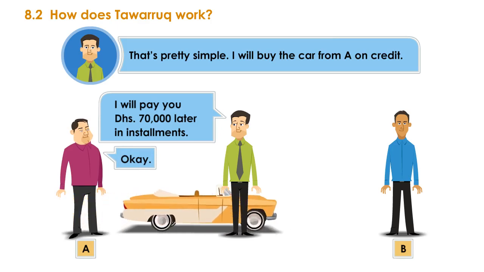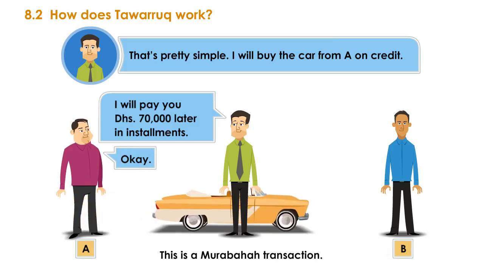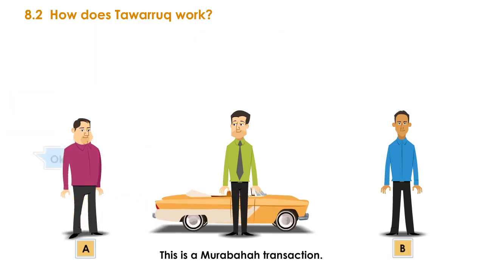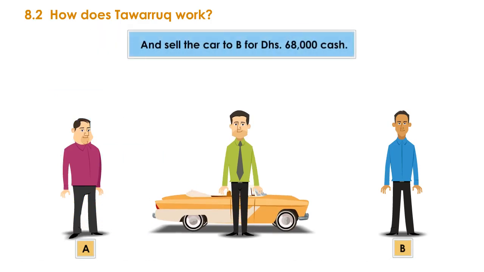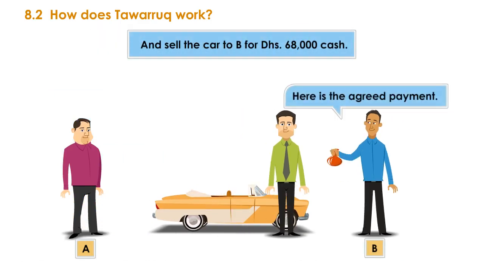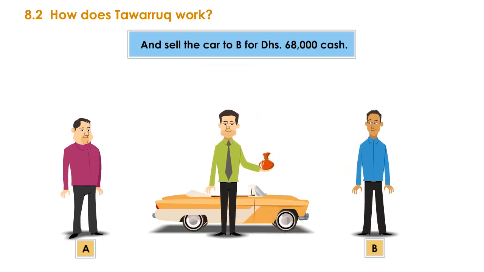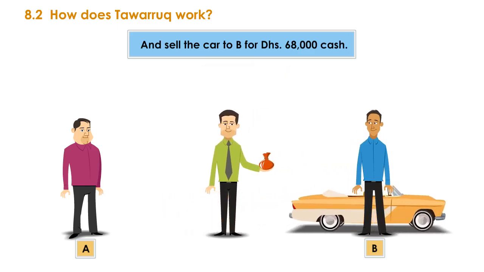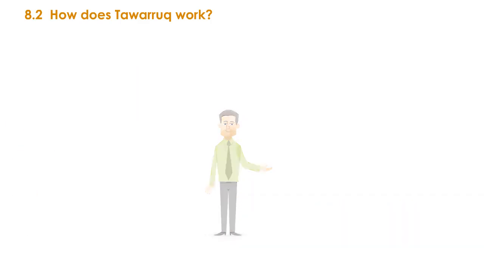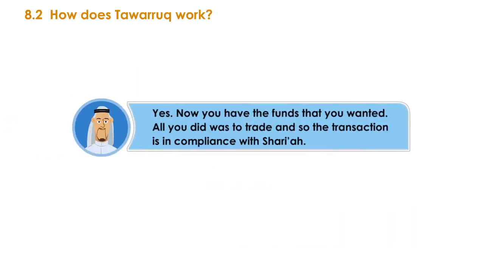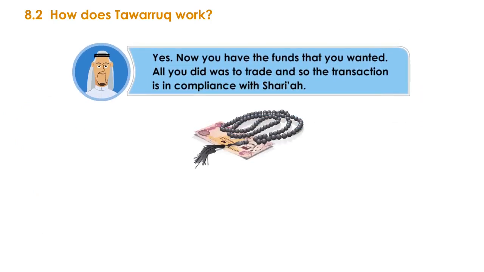Okay. This is a murabaha transaction. And sell the car to B for 68,000 dirhams in cash. Yes, now you have the funds that you wanted. All you did was to trade, and so the transaction is in compliance with Sharia.